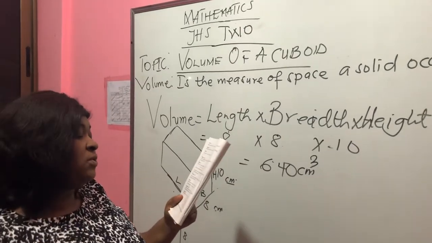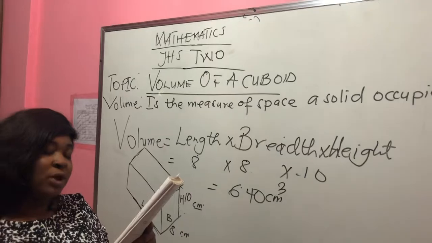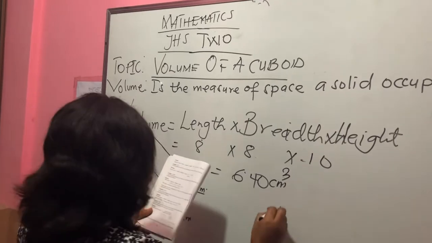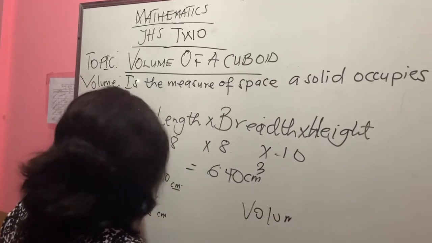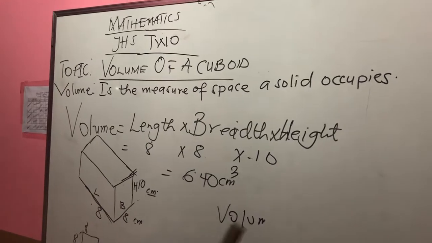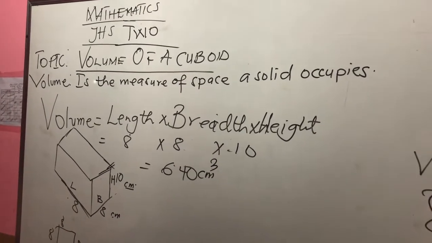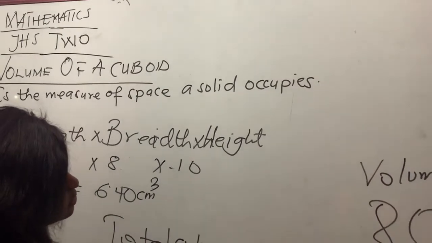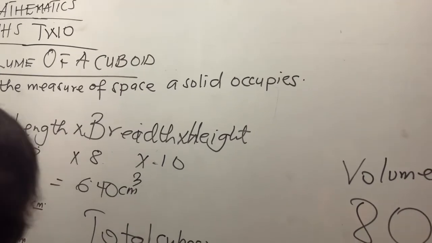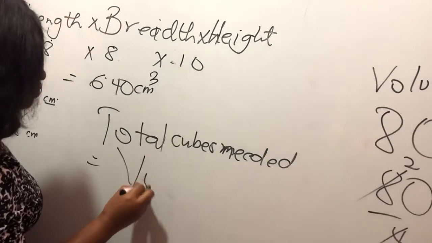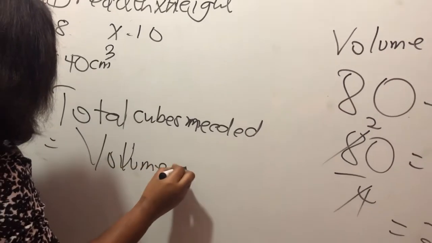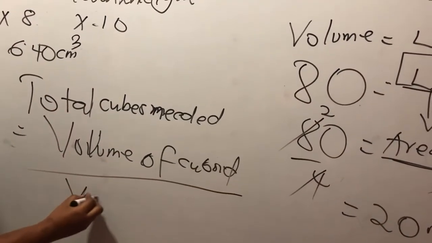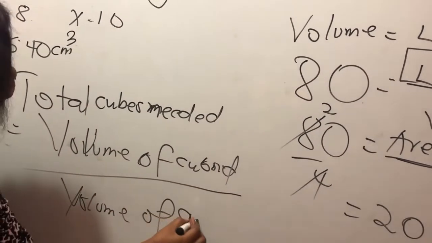So you are simply going to find the volume of the cuboid and divide it by the volume of the cube, right? So the total cubes needed is equal to the volume of the cuboid all over the volume of the cube.